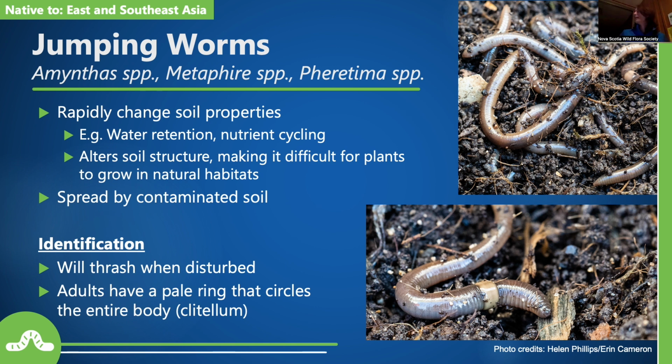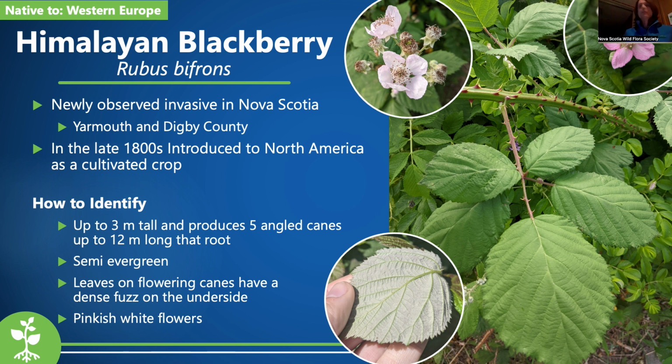All right, moving now on to some plants. So the first one I want to talk about is Himalayan blackberry. So this is a newly observed invasive species in Nova Scotia, or at least relatively newly. It was first observed only a couple of years ago, but unfortunately since then, after talking with the community and figuring more things out, it's likely has been in the province for maybe potentially 3 decades. Right now, it's only known to be in Yarmouth and Digby County.